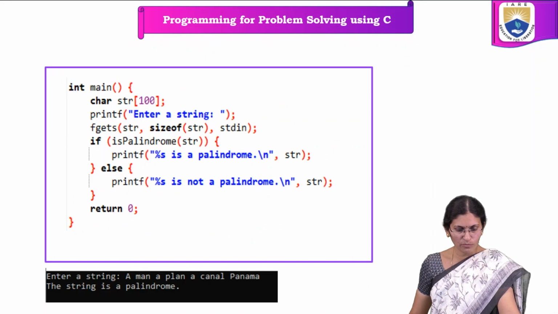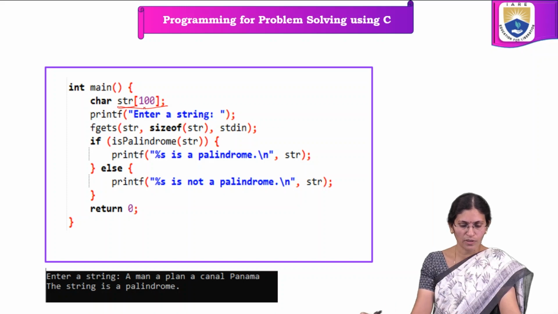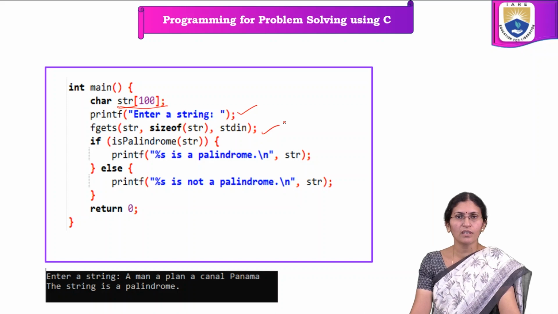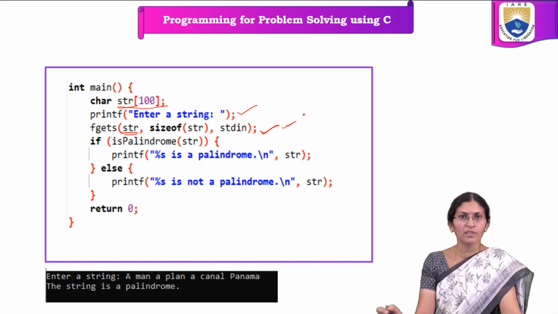So is palindrome. So we'll start with the main function. So first one is, we have declared a character array. Name of the array is str and it can store up to 100 characters. So enter the string. With the help of this fgets function, we are going to read the string into the variable str. So here fgets function is preferred as compared to gets function. So this reduces the problem of buffer overflow. So therefore we are going to use fgets function.